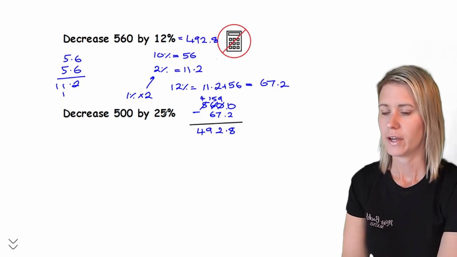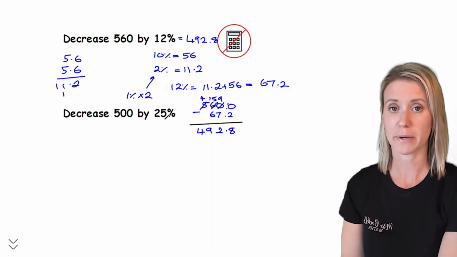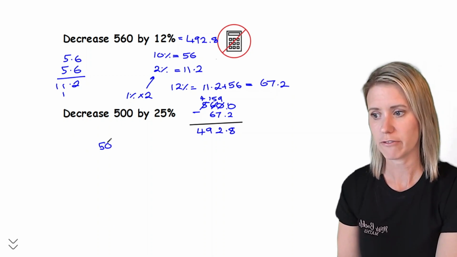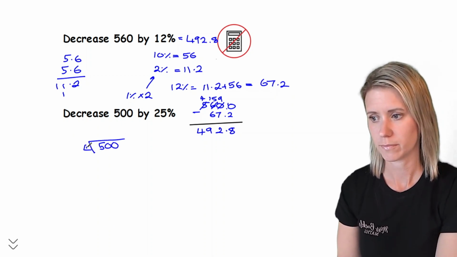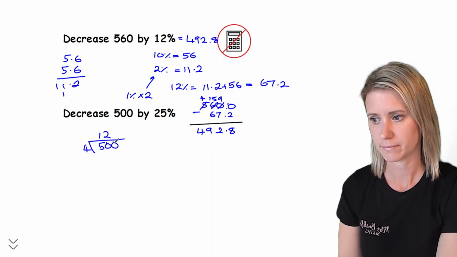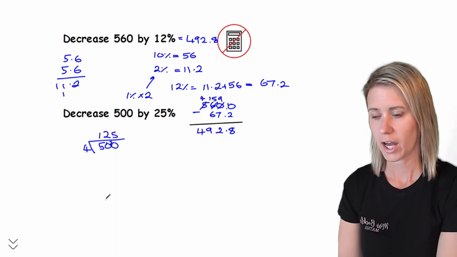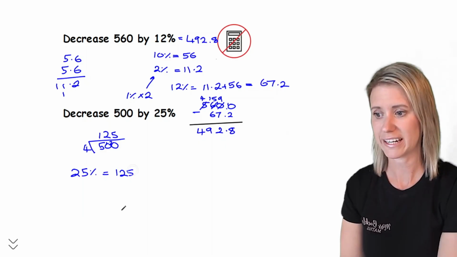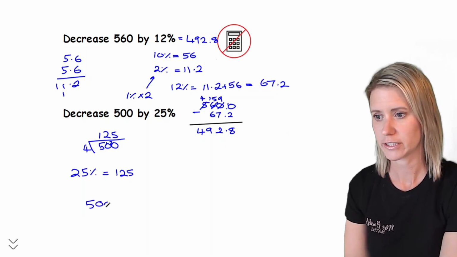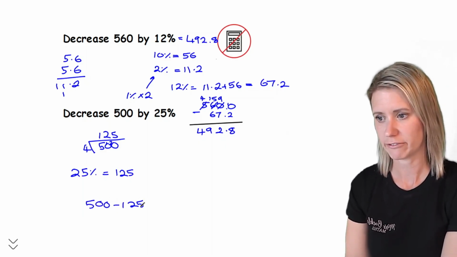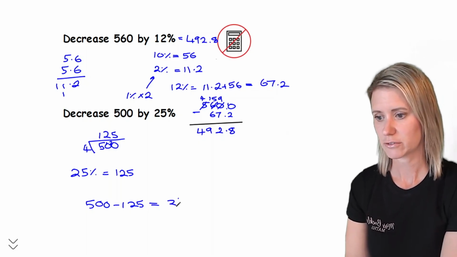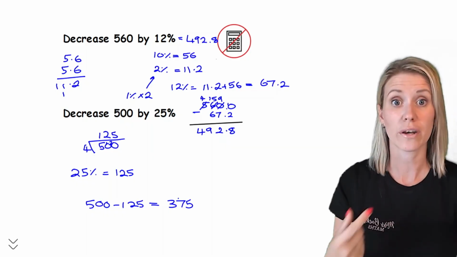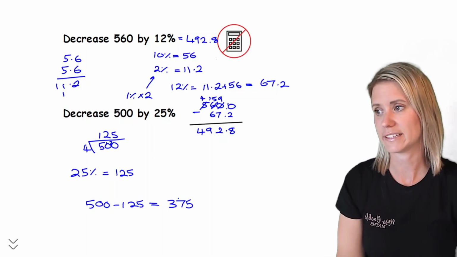492.8. Okay, one more question: decrease 500 by 25%. To find 25%, we divide it by 4. So 500 divided by 4 gives us 125. So 25% is equal to 125, and it's a decrease. So we're doing 500 subtract that 125, which gives us 375 as your final answer. So that's how we do it in a non-calculator way, an increase and a decrease.